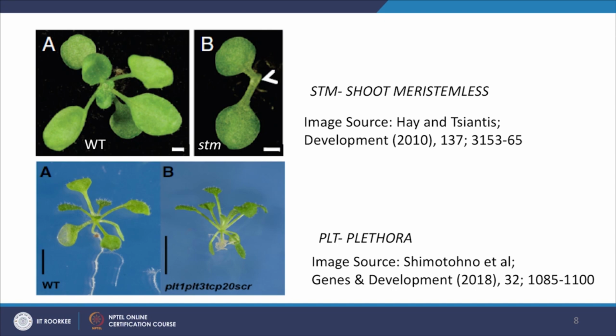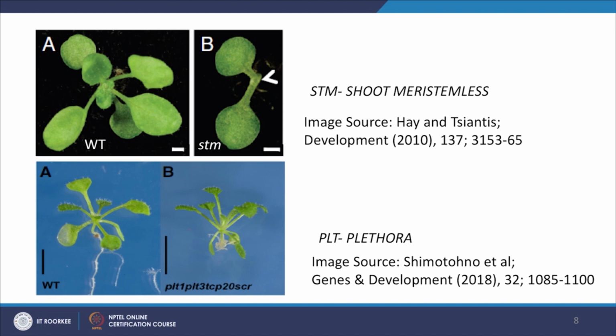If you see this case, this is a mutant which is called STM. STM is for shoot meristemless. So, in this mutant, the meristem is terminated. If you look here, this is a top view of growing Arabidopsis. This is the region where shoot apical meristems are positioned, and you can see this growing shoot apical meristem is allowing all these lateral organs, which are leaves here, to develop and form.